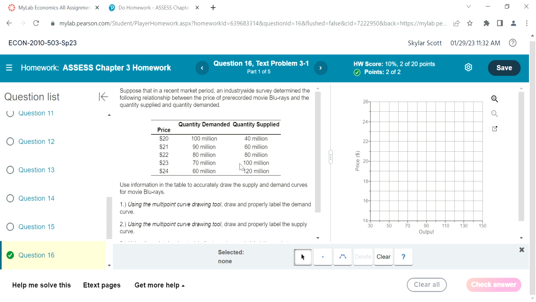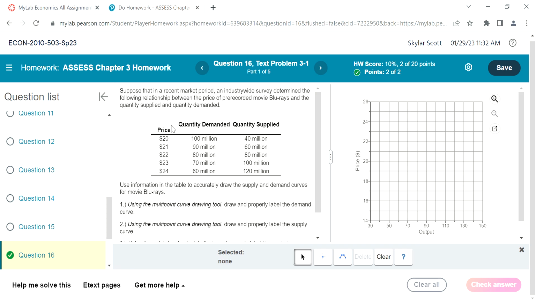Speaking of the homework, I got a question this week in regard to Chapter 3, Question 16. So let's walk through that real quick. Suppose that in a recent market period, an industry-wide survey determined the following relationship between the price of pre-recorded Blu-ray movies and the quantity supplied and quantity demanded.